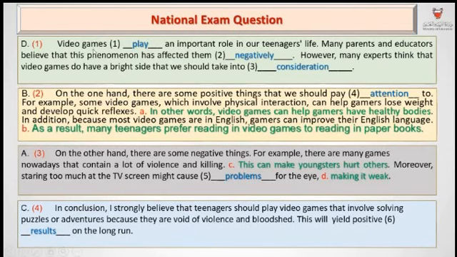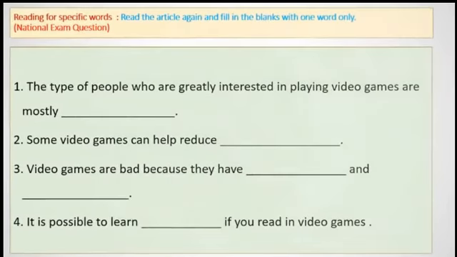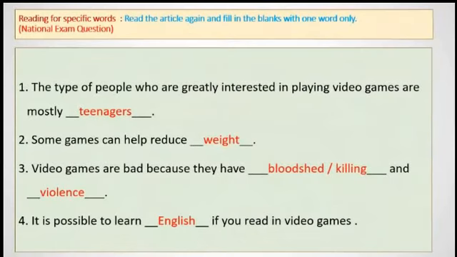All right. Let me show you the answers. So number one is teenagers. Number two is weight. So in the article, you've got lose weight, but here we have reduce weight. So again, it's paraphrasing. Number three, video games are bad because they have bloodshed or killing and violence. Turkey said advantages and disadvantages.